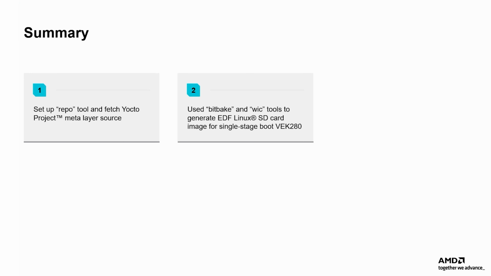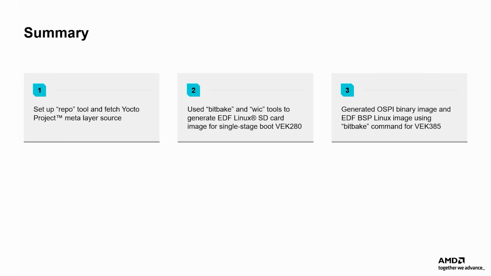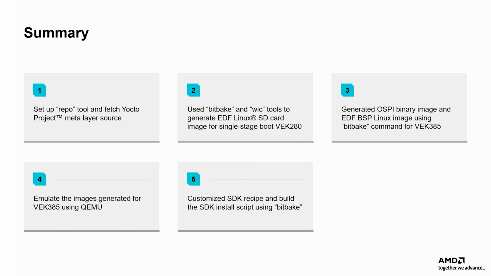In this video, the necessary steps for configuring the Yocto project environment were shown. Next, an EDF Linux disk image for an AMD Versal AI Edge Series VEK280 board and an OSPI binary and EDF Linux disk image for a Versal AI Edge Series Gen 2 VEK385 board were generated through a series of Yocto project commands and recipes. Then, we used the files created for the VEK385 to boot and emulate the board using QEMU. Lastly, an SDK for application cross-development was built and installed.